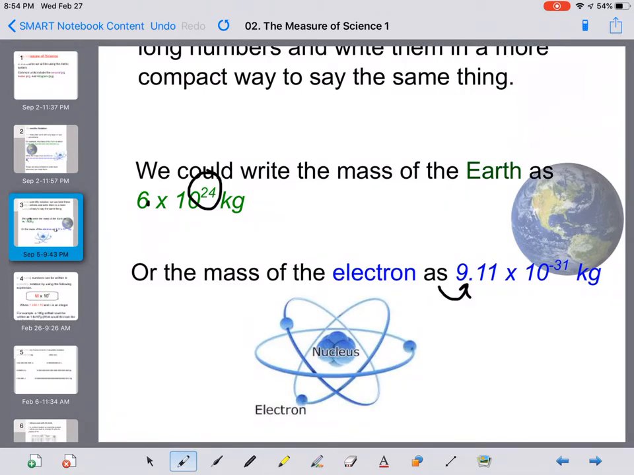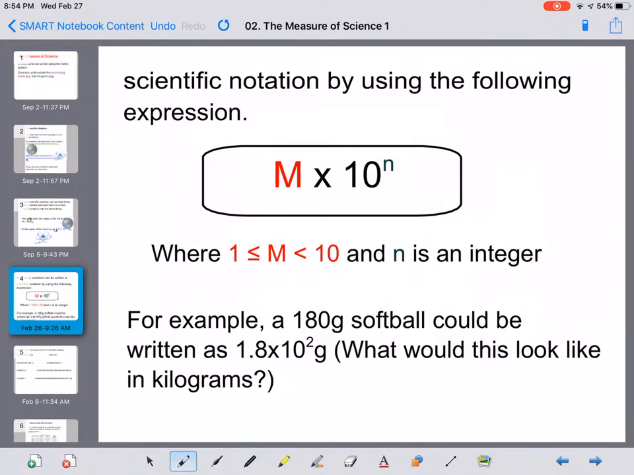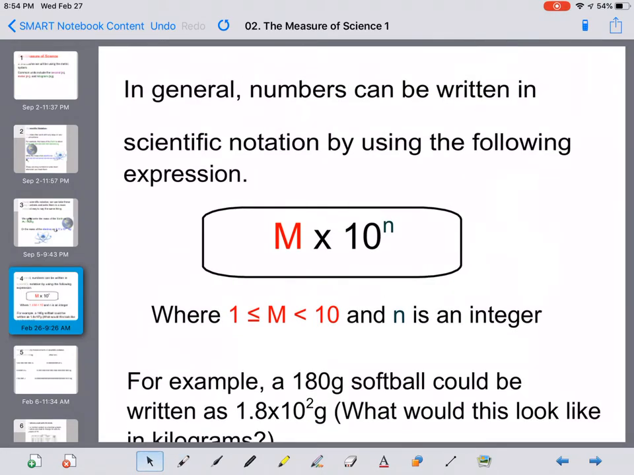So we can take a look at a general rule for what we're looking for. Numbers can be written in scientific notation by using the following expression that you can see here. We have our m times 10 to the n. In general, m is greater than or equal to 1 and less than 10. Basically, it is a single digit number that can have decimal values. So for example, I could have something like 9.21, or I could just have, like in the last example, 6.